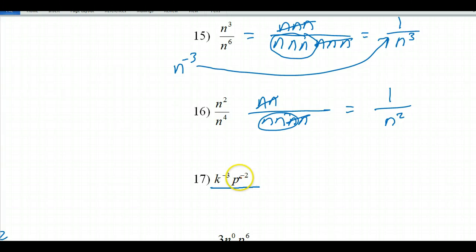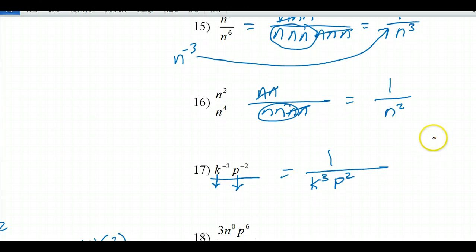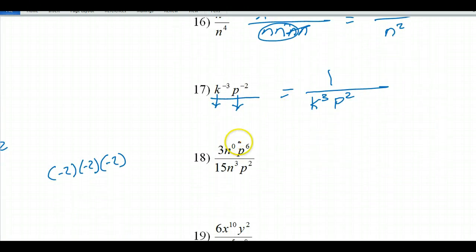Both of these are negative exponents, so they're both going to drop down. If they drop down, that means they're down here. So I have k to the 3rd power, p squared. I'm going to need a 1 up there to kind of hold the spot. Number 18. Don't forget, anything to the 0 power is 1.